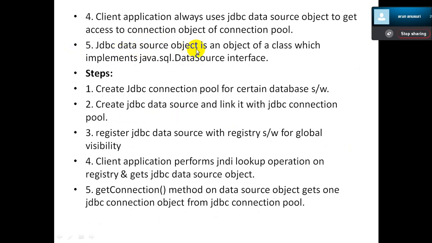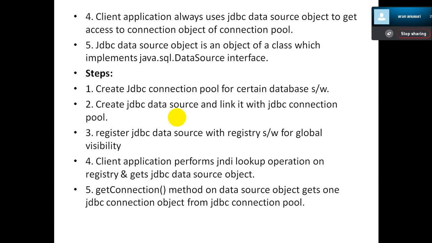A JDBC data source object is an object of a class which implements the data source interface. So, steps to create a JDBC connection: to create a JDBC connection pool for certain database software, create a JDBC data source and link it with the connection pool. This is a basic overview of all the steps we do in different servers. This is not respective to any server; it is a common or generic overview of the steps we should follow to create a connection pool to a server.